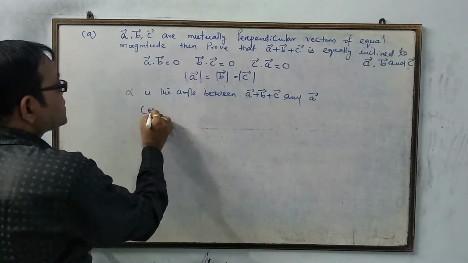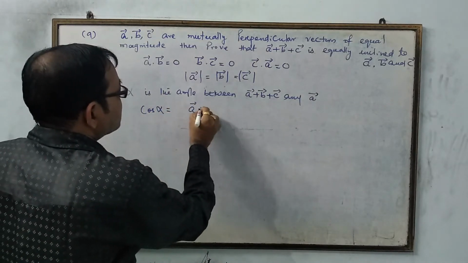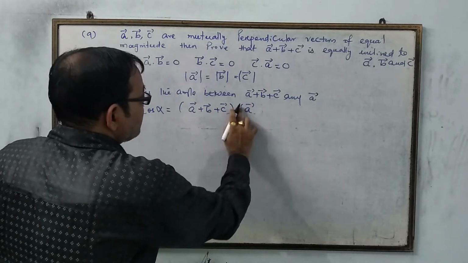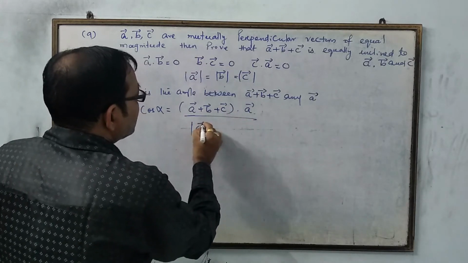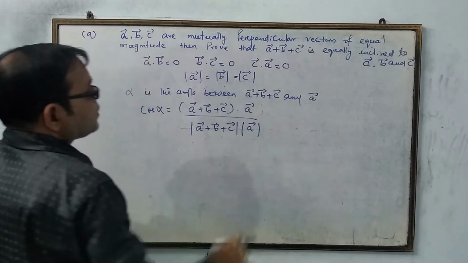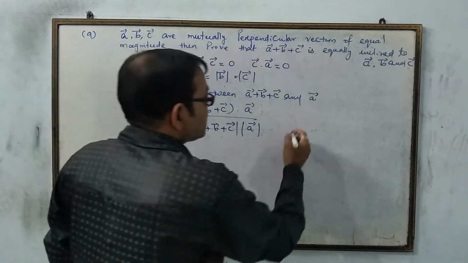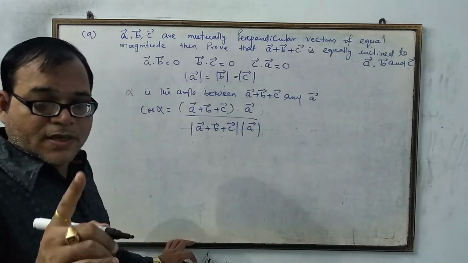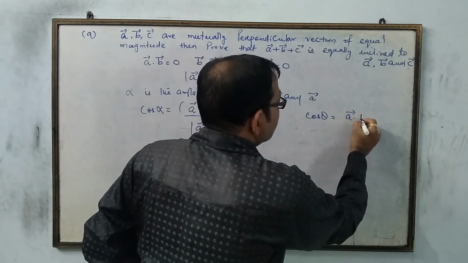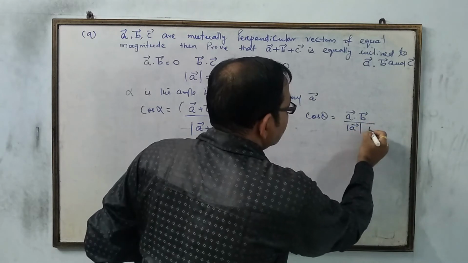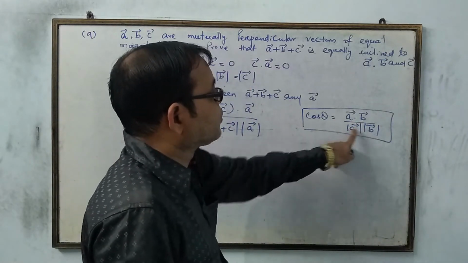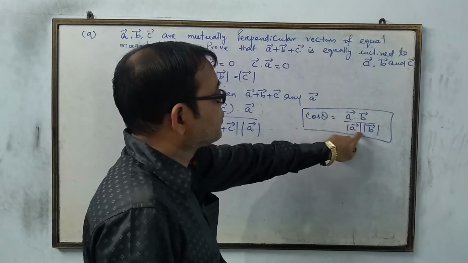Then we know that cos alpha is equal to (A plus B plus C) dot A by magnitude of A plus B plus C into magnitude of A. We know the angle between two vectors: if theta is the angle between two vectors A and B, then cos theta is equal to A dot B by magnitude of A into magnitude of B, because A dot B equals magnitude of A into magnitude of B into cos theta.